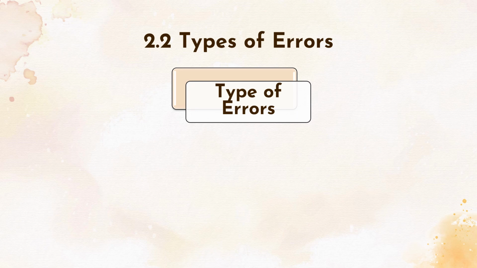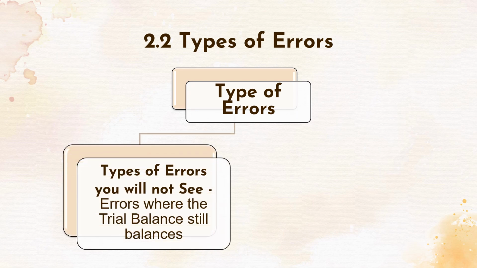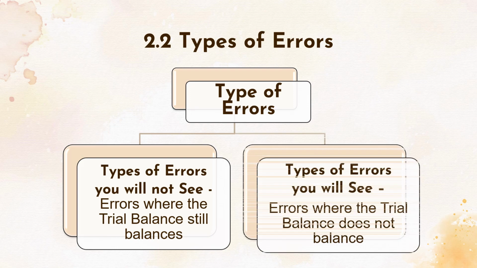There are two types of errors. Firstly, types of errors you will not see. It means errors where the trial balance still balances. Secondly, types of errors you will see. It means errors where the trial balance does not balance.